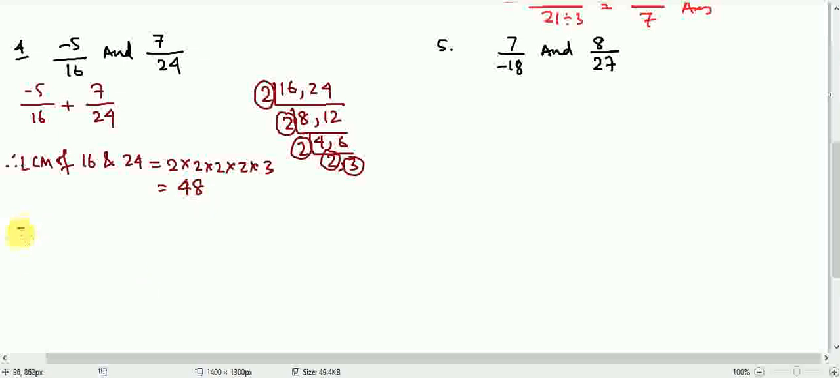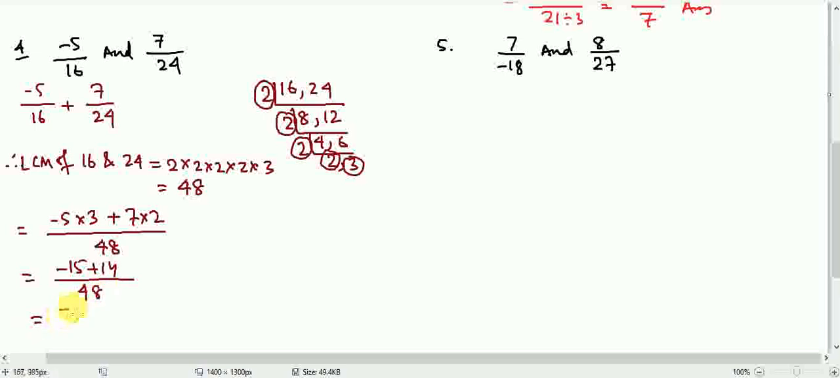Now how could I write? Right here 48. Now divide 48 divided by 16. How do you get 3? Okay. Then I could write minus 5 into 3 plus, similarly, if I divide 48 by 24, I will get 2, 7 into 2, equal to minus 15 plus 14 by 48. It becomes minus 1 by 48. This is the answer.